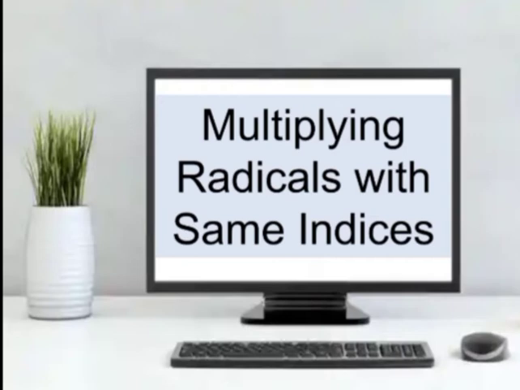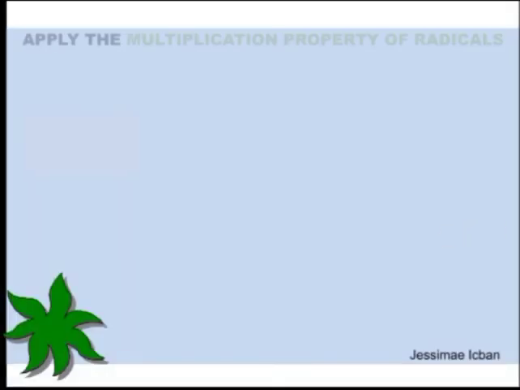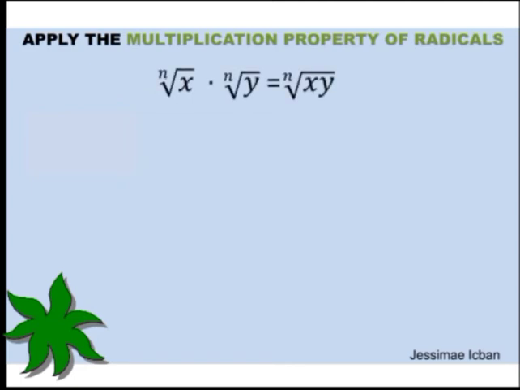Today we are going to talk about multiplying radicals with the same indices. Always remember that when we are multiplying radicals with the same indices, we can multiply them by applying the multiplication property of radicals. Multiplication property of radicals: the nth root of x times the nth root of y is equal to the nth root of x times y.